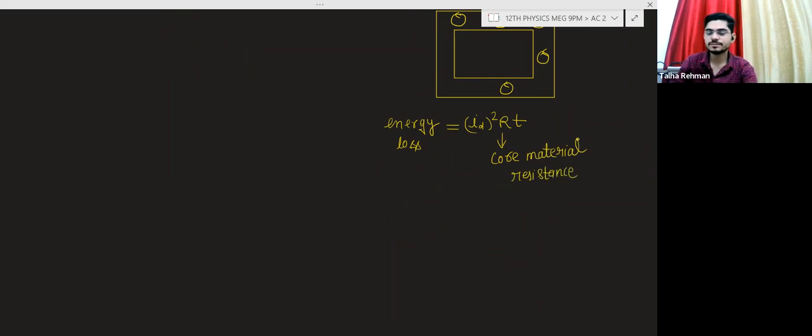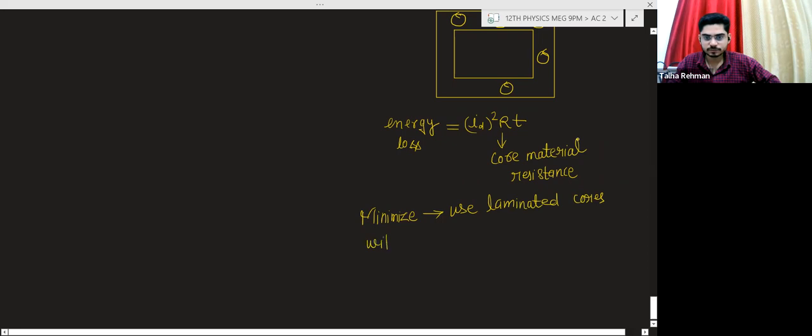So what is the solution of this? To minimize this, we use laminated cores with insulating liquid in between.